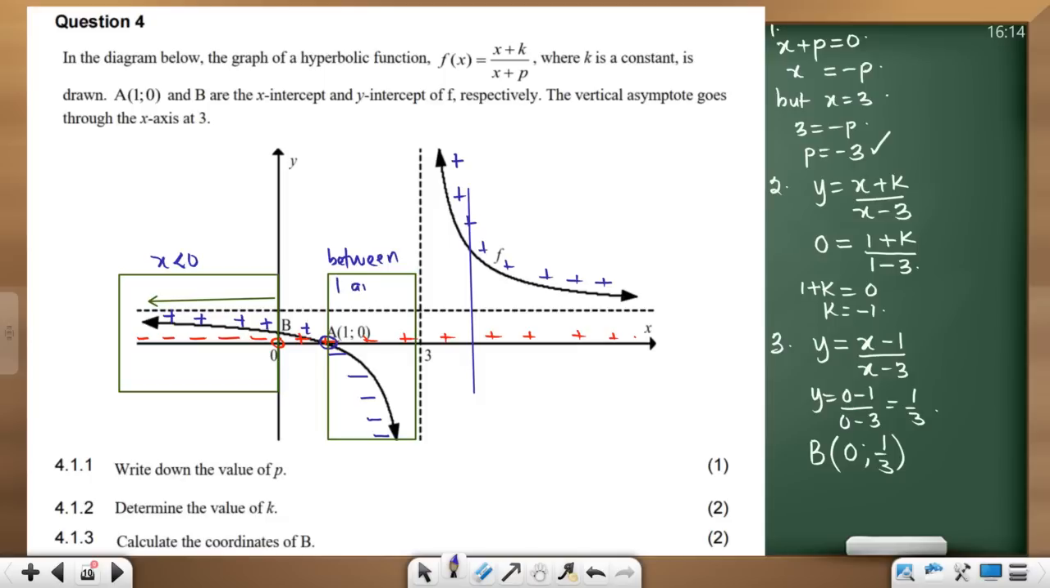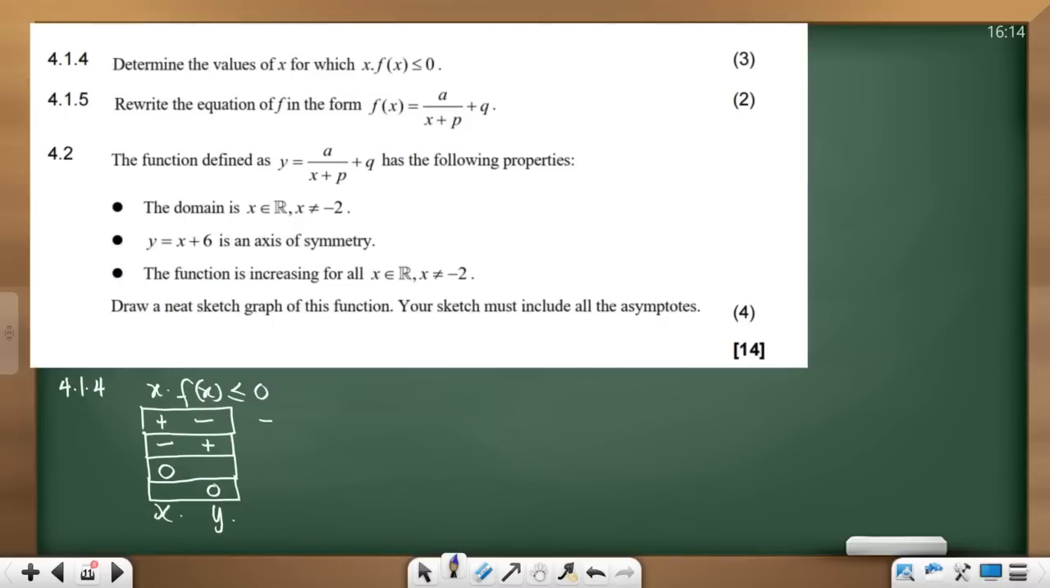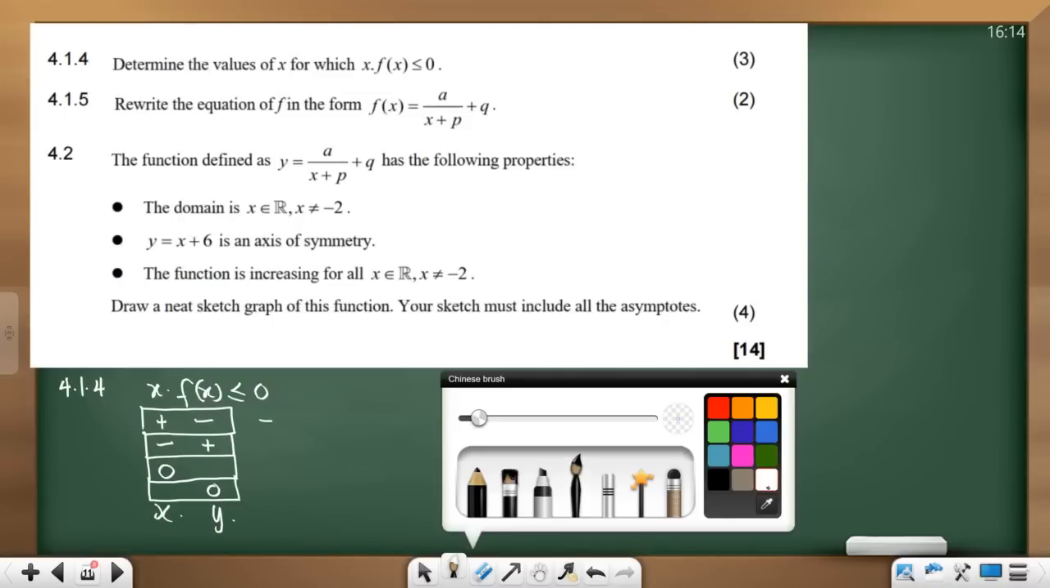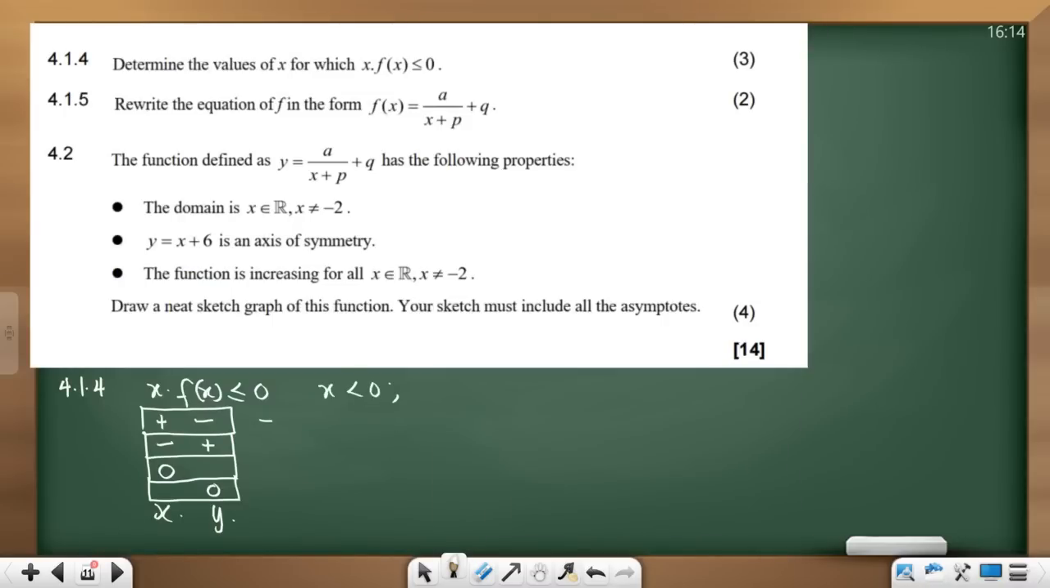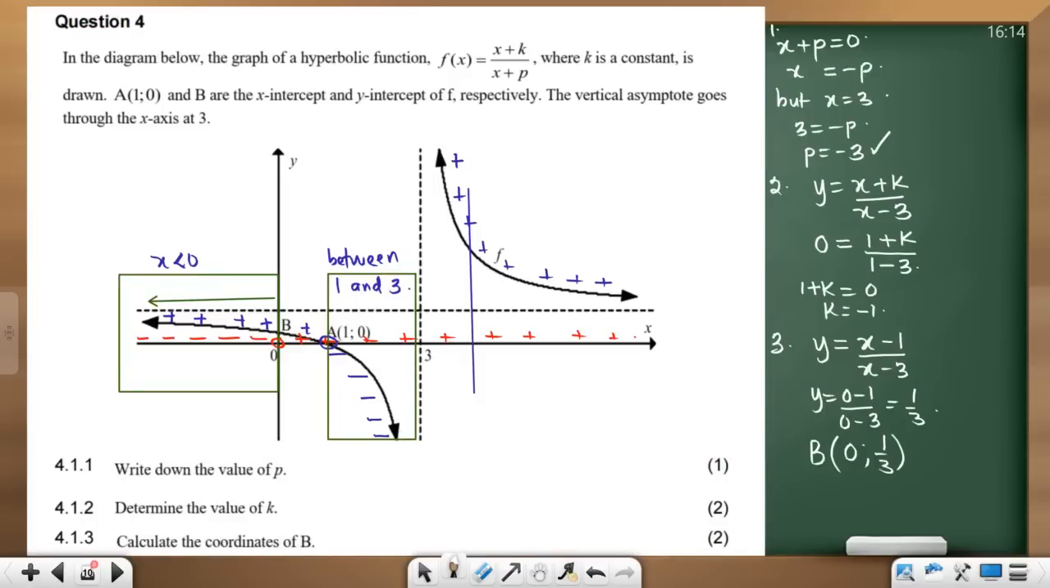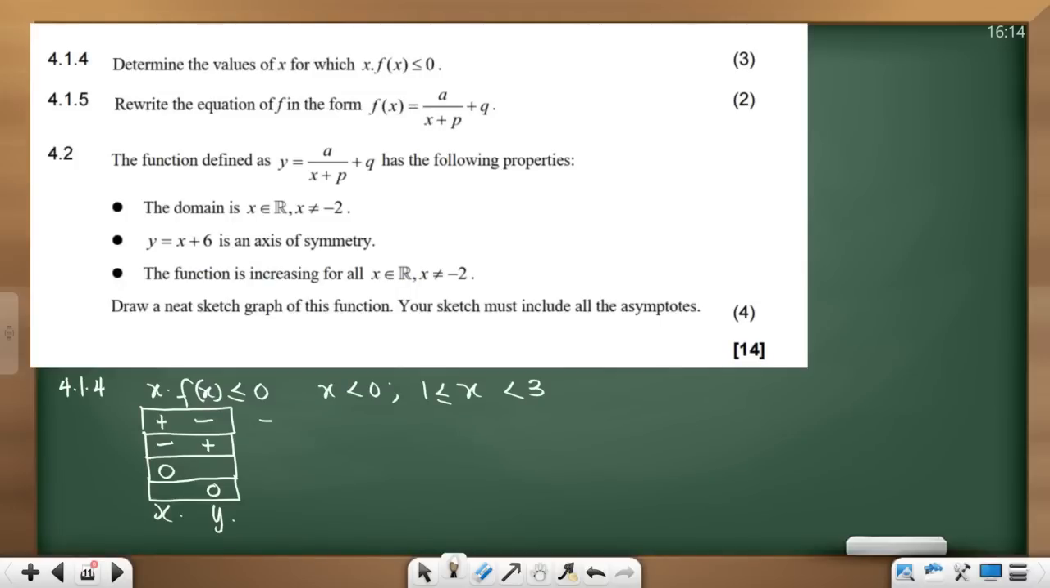Between 1 and 3. Once I say between, you know what my inequality should be. So let's write our answer, 4.1.4. X is less than 0, and x between 1 and 3, but equal to 1. Y equal to 1. At 1, I have a 0. So please mark it off. Write the 0 points on the graph. They are very important.